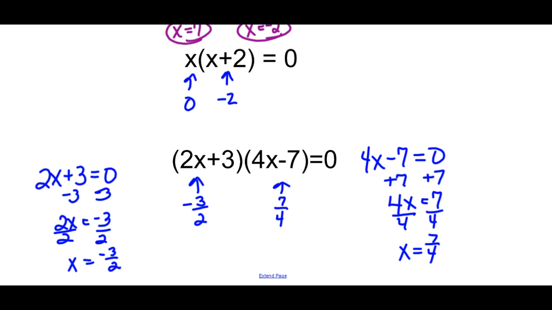Now, there is a trick to this. If you look very closely, it's the opposite of this value divided by the coefficient. Okay, little trick there. All right, let's keep going.